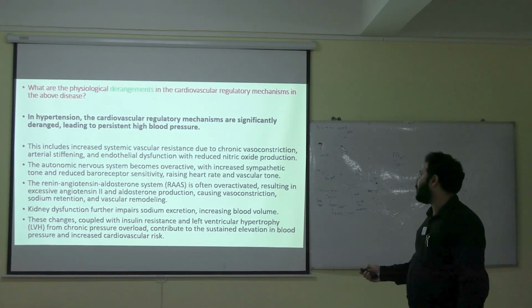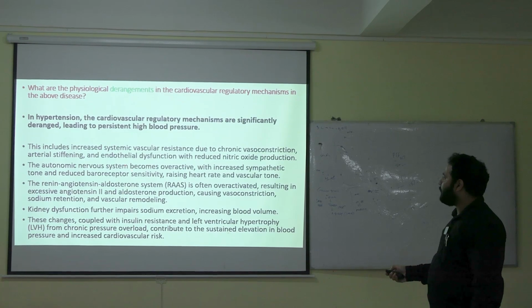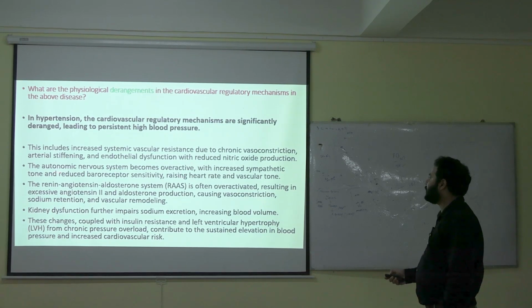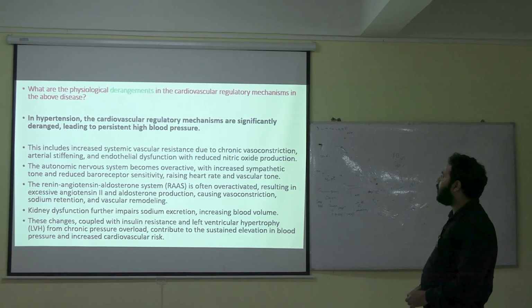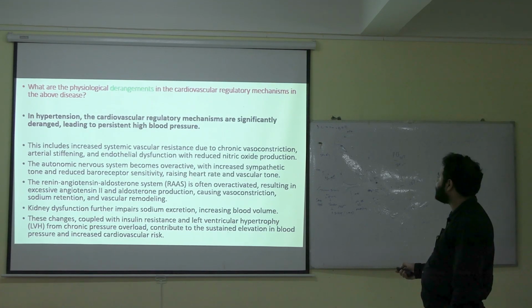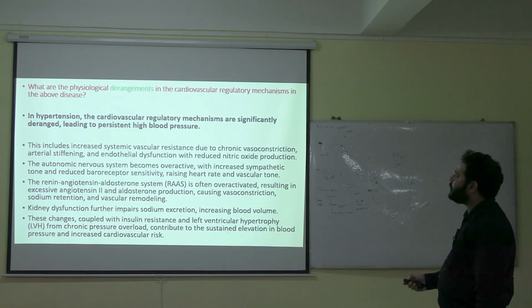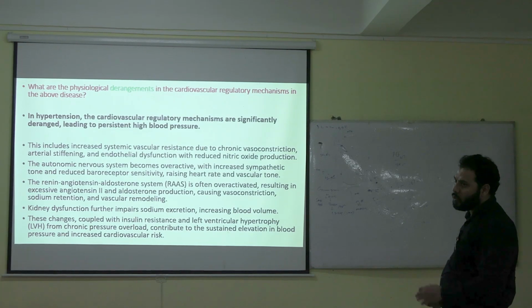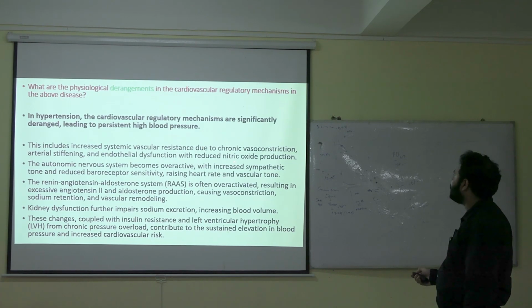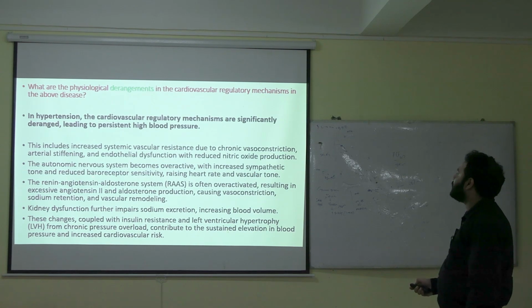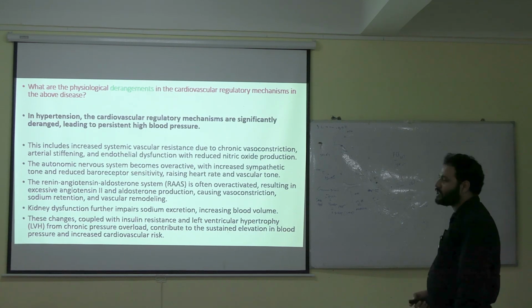This is one mechanism. Another one is the autonomic nervous system becoming overactive. Yes, due to the overactivity of the autonomic nervous system, some alterations take place. So what are the alterations? With increased sympathetic tone and reduced vasoreceptor sensitivity, rising heart rate and vascular tone. See, due to the overactivity of this autonomic nervous system, what are the physiological changes that take place? There is an increased sympathetic tone, right? As well as there is a less sensitivity of vasoreceptors.